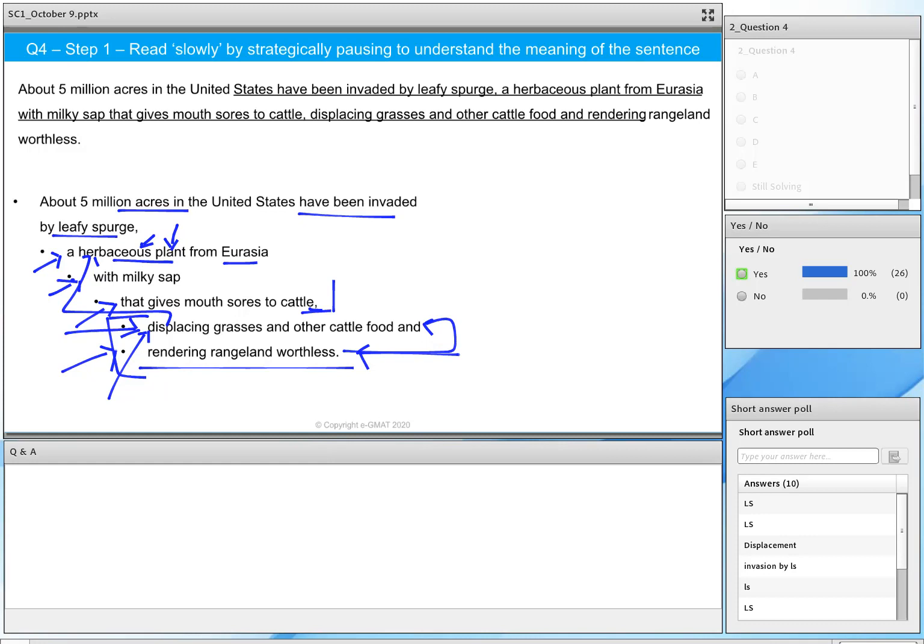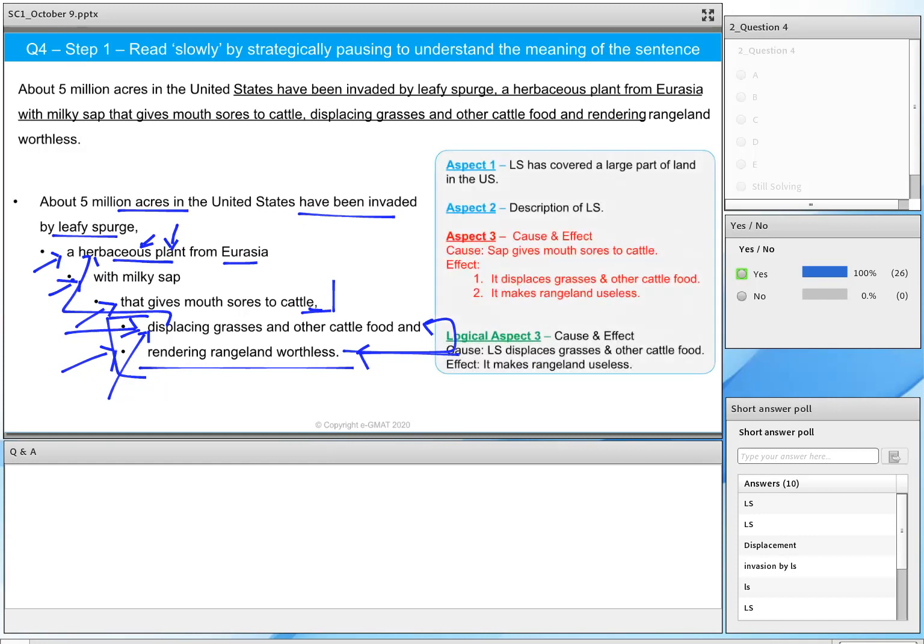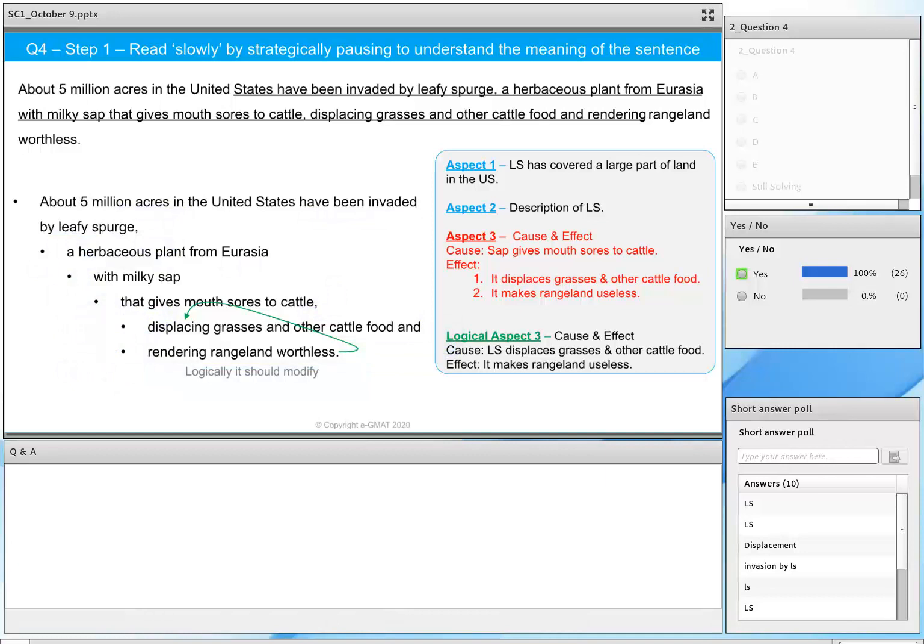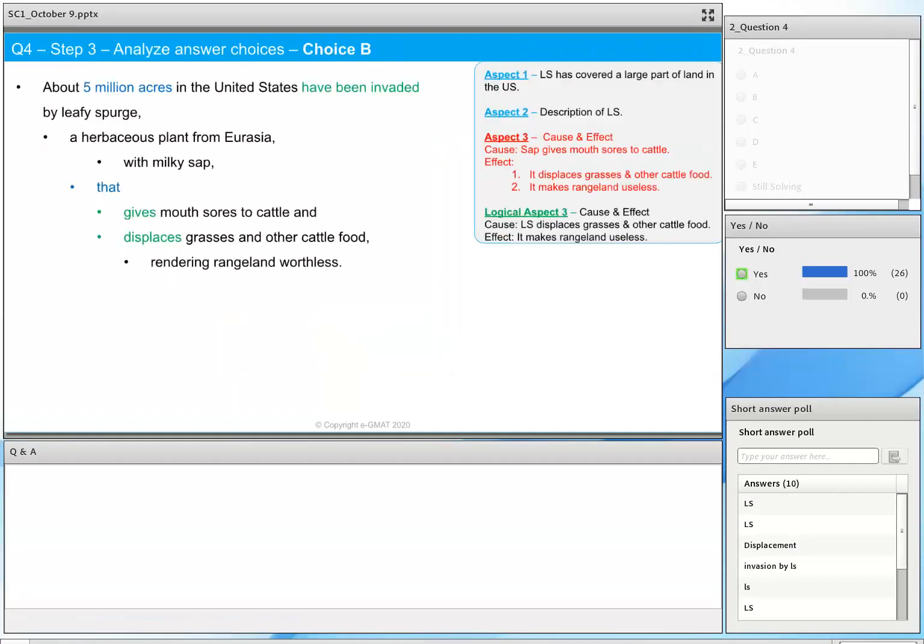Okay. So with this level of understanding, let me clear the screen so that you can see things clearly over here. Okay. So with this understanding, now let's move on to our answer choices. And indeed, choice B is the correct answer, and well done.